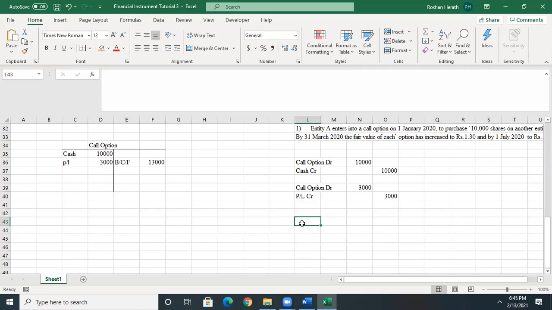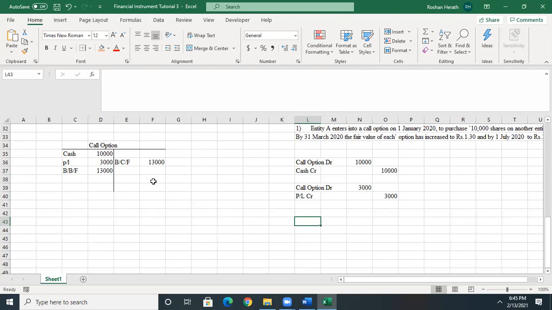So on 1st of July, the call option becomes mature. At the moment you have 13,000. So let me just provide the journal entry here first.